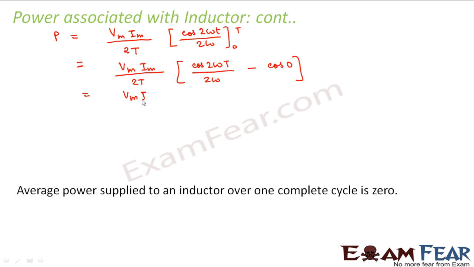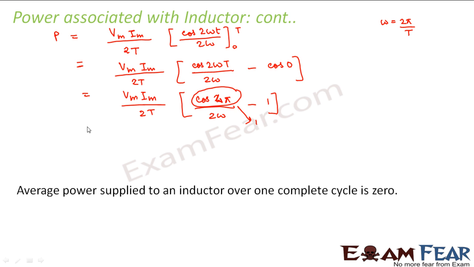So this can again be written as Vm Im divided by 2T. Now what is this omega into T? We know that omega is equal to 2 pi by T. So we can write omega T as 2 pi. So this will be equal to cos 4 pi divided by 2 omega minus 1. Now what is the value of cos 4 pi? The value of cos 4 pi comes out to be 1.